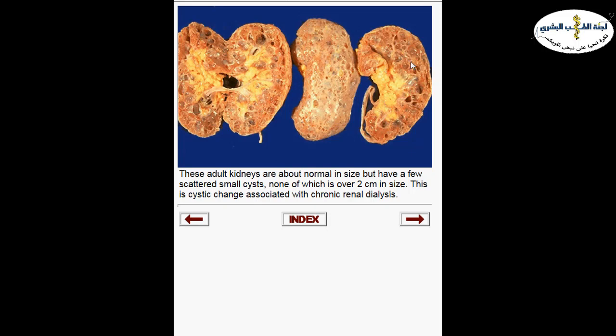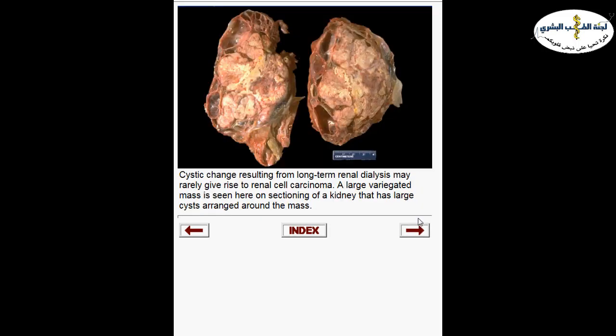So the kidney is of normal size, however, there are multiple small cysts replacing the kidney tissue, which was initially abnormal and non-functioning from the beginning. Now, what's the problem with this cystic disease in these non-functioning kidneys? The problem is that they are highly associated with developing renal carcinoma. This is the problem. They are at high risk of having renal cancer.